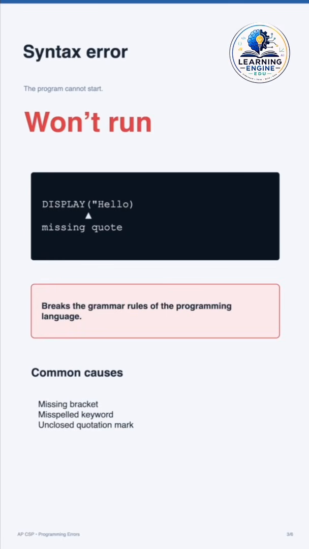A syntax error means the code breaks the grammar rules of the programming language. For example, a quotation mark, bracket, or keyword might be missing. Because the computer cannot understand the instruction, the program will not start. Think of it like writing a sentence with broken grammar.